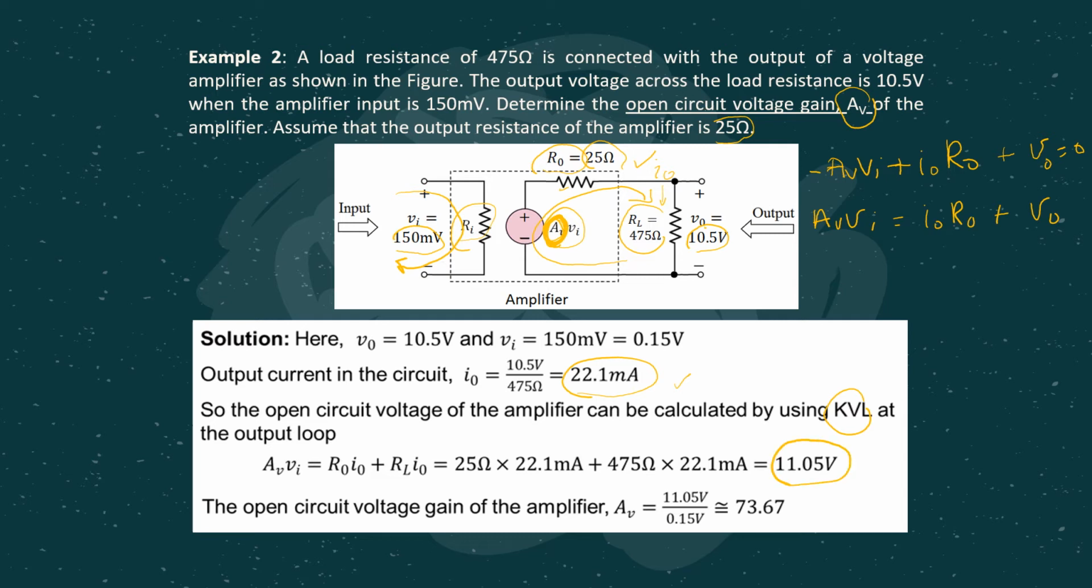In this case the question is asking for the open circuit voltage gain AV. The one that you calculated just now is AVVI. So you can find AV simply by dividing the answer by the VI value, so you get AV equals 73.67.